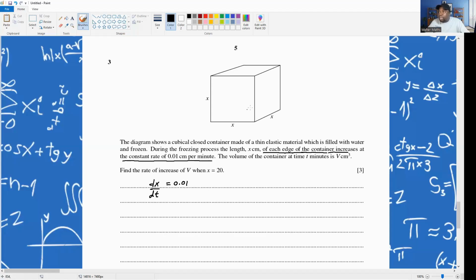Now, we also need to consider the volume of the box, and since it's a cube, we know that we can find that by V is equal to x cubed, right? Which means we can find dV by dx to be 3x squared, all right?